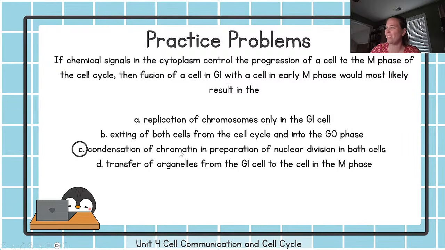C is our answer here because that's the only one that's talking about what's happening in the M phase and what's taking place and how we would get to that process. So replication of chromosomes only in G1 is not logical because they're now together.